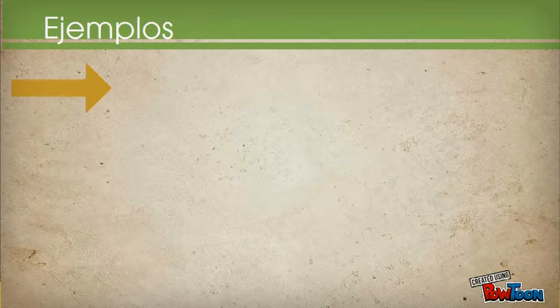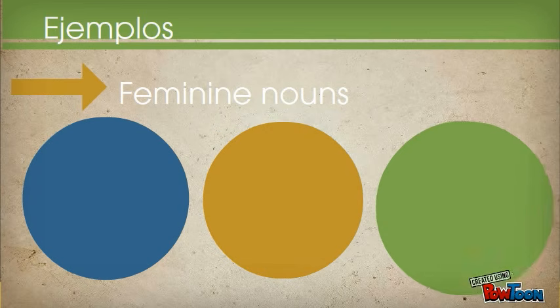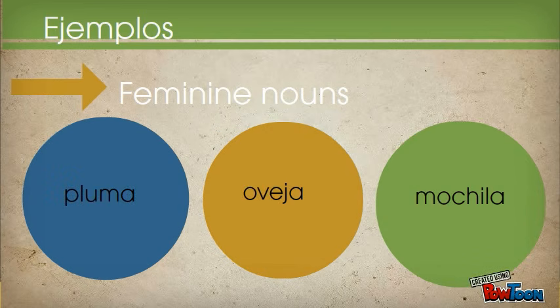Here are some examples of feminine nouns. Notice how all these nouns end in A. Pluma, oveja, mochila.